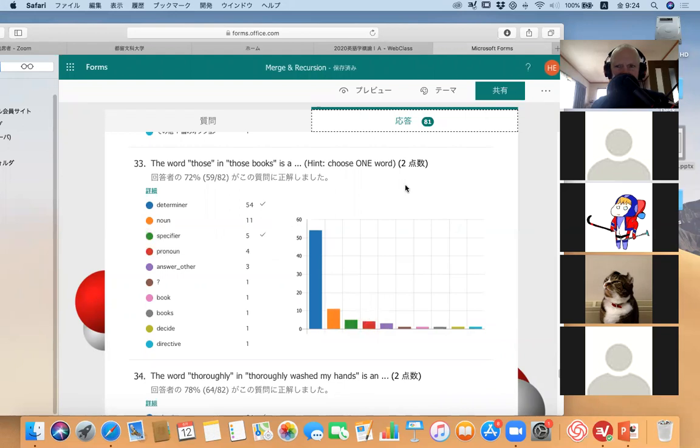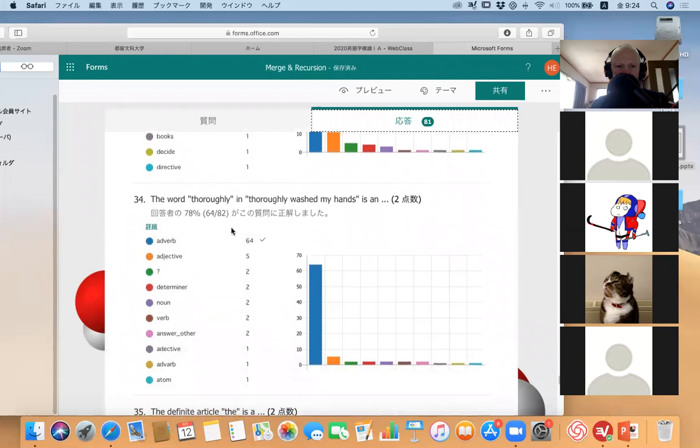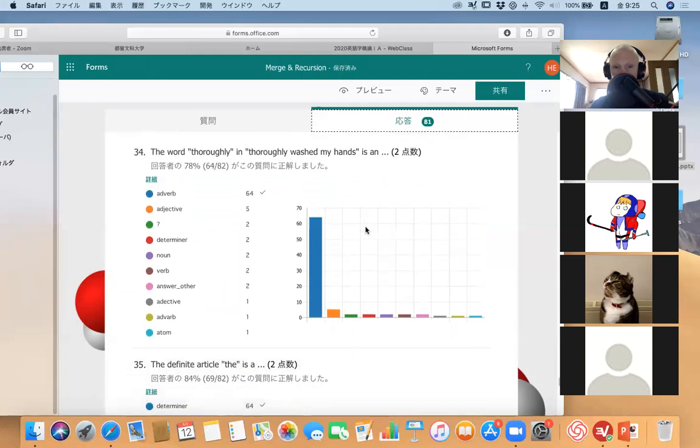Pronoun. Stay away from that. What about this? The word thoroughly in "thoroughly washed my hands" is an adverb, yes. So it looks like the same people are getting these wrong all the time. Be careful. Thoroughly washed my hands. "Washed my hands" is a verb phrase. An adverb merges with a verb phrase. Thoroughly washed my hands. It's an adverb.